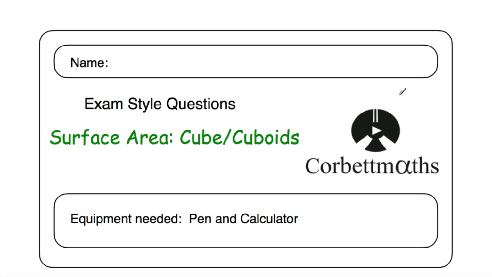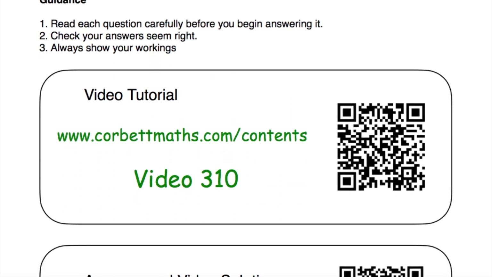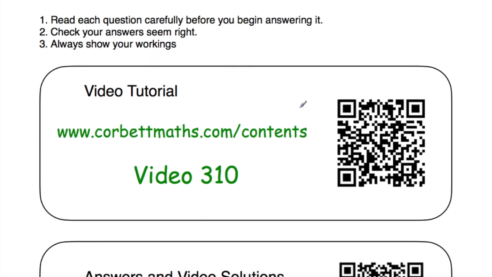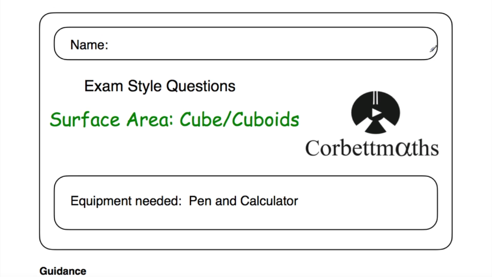In this video, we're going to look at the video solutions to the Corbettmaths practice questions on surface area, dealing with surface area of cubes and cuboids. If you need any extra help in finding the surface area of a cube or a cuboid, go to Corbettmaths, go to the videos and worksheet section and scroll down to video number 310. There's a dedicated video tutorial there on finding the surface area of cubes and cuboids. Alternatively, you can scan this QR code. In this video, we're going to go through the video solutions to the practice questions, so let's get started.